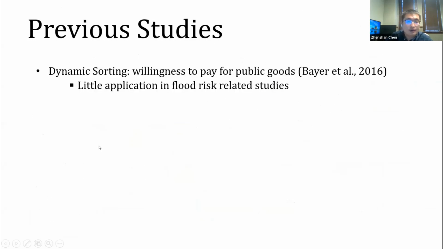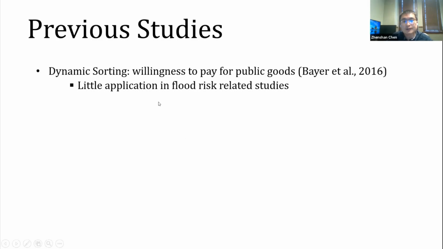For the time being, I only introduce the two most relevant papers. There are a lot of other previous studies. The first paper is the initiation of the dynamic sorting framework. That's Bayer et al. 2016, published in Econometrica. They use the dynamic sorting framework to measure the willingness to pay for certain public goods, like air quality or crime rate.